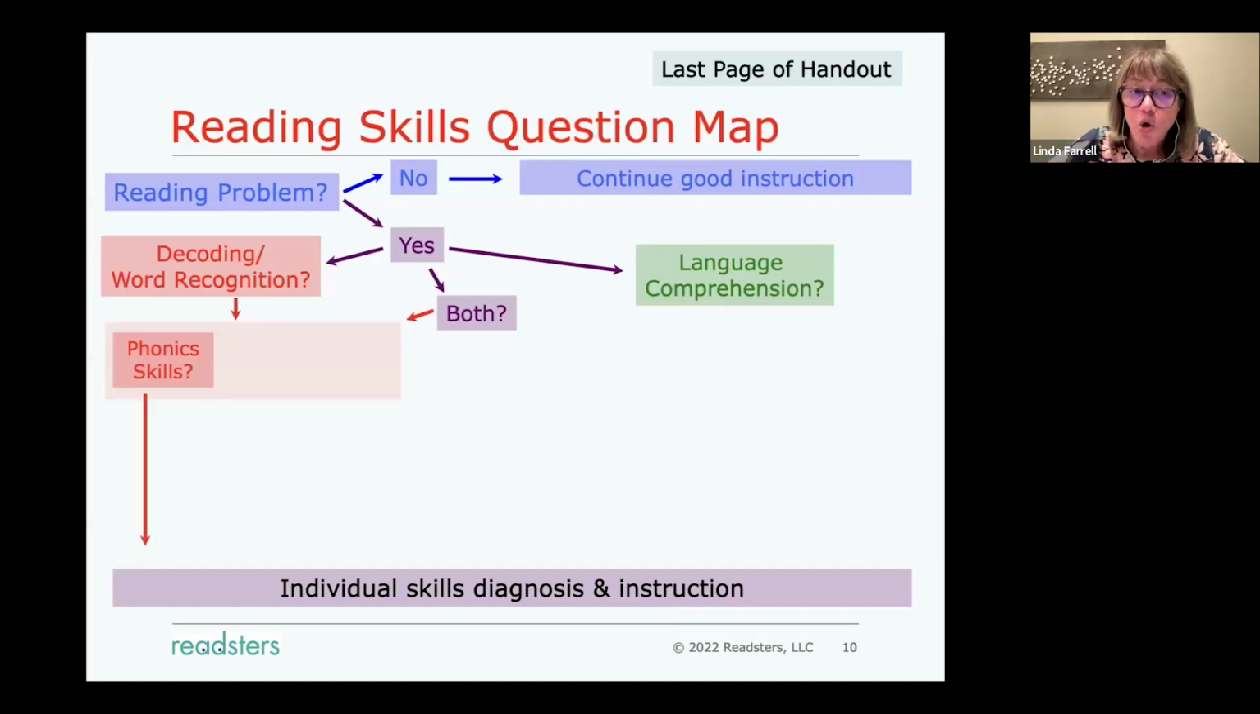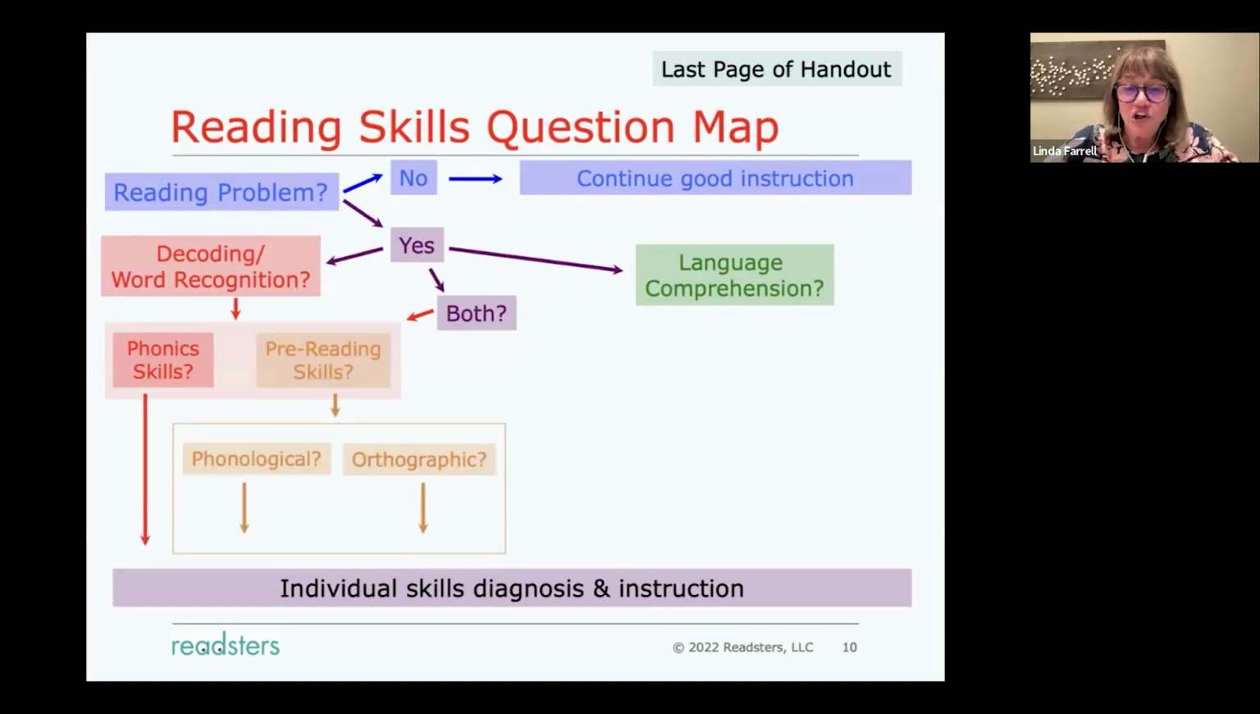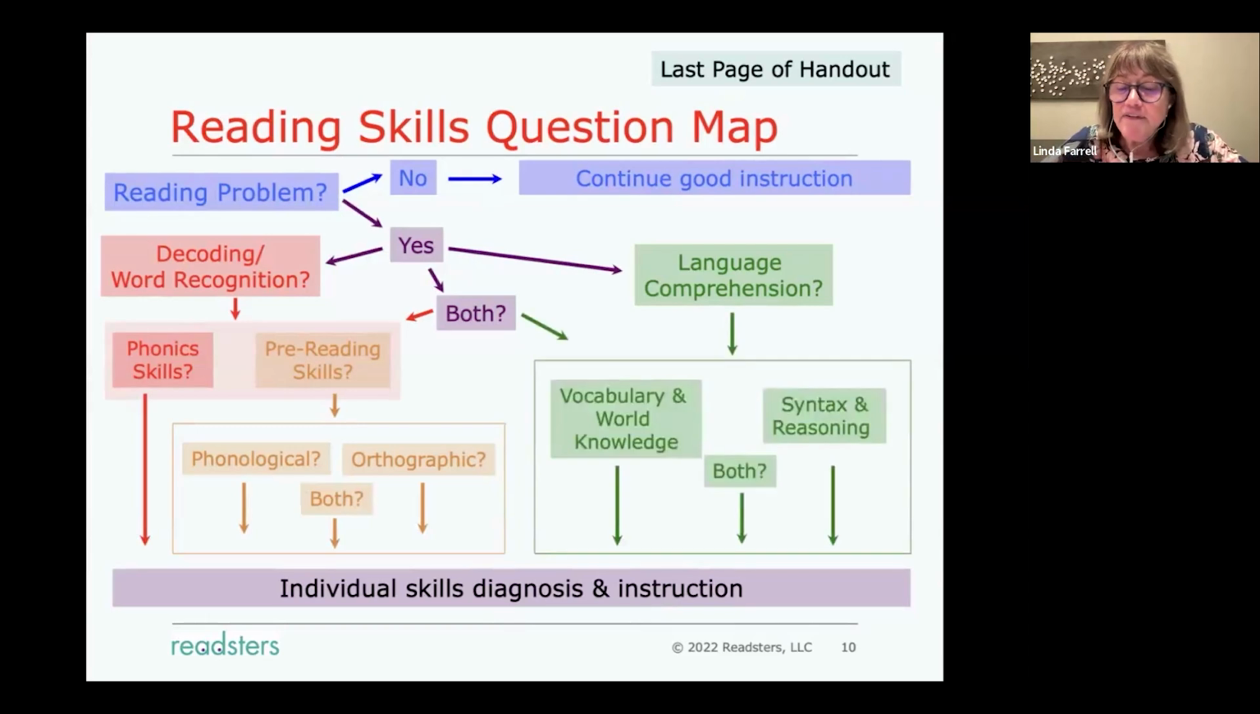Once I know that it's decoding, I have to figure out, is it their phonics skills that are missing? And then I do diagnosis and instruction. Or is it pre-reading skills that might be phonological or orthographic, so that will now guide my instruction. Over on the language side is what this presentation is not about. This presentation is how did we improve word recognition and even fluency.